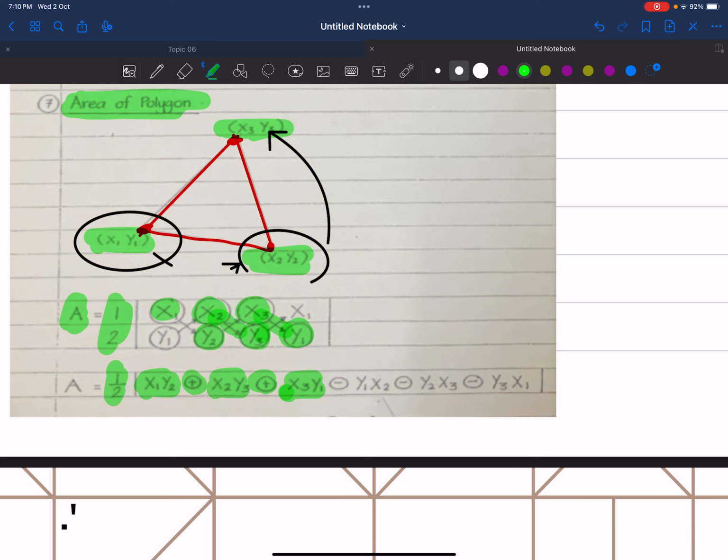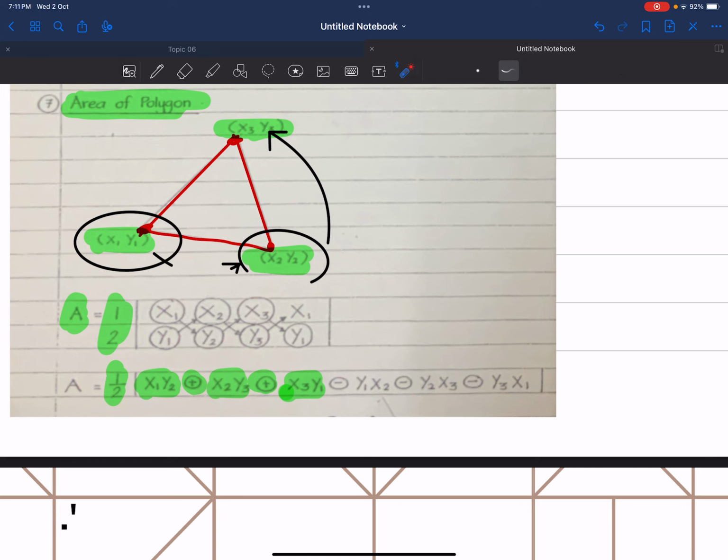So what have I done? The first three are plus: x1 times y2 going diagonally, x1y2, and then x2y3, and then x3y1. Finish. Now we are going up. I'm going to rub all this again. Now I'm going to do going up.